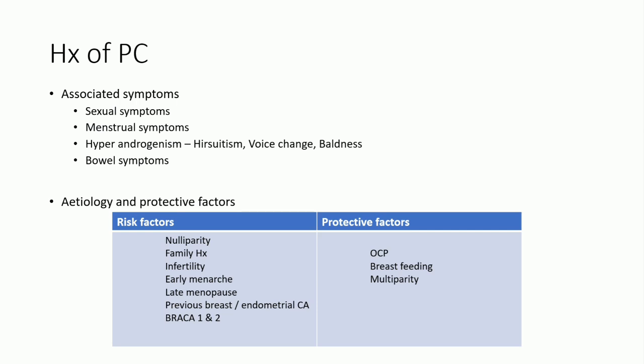For each baby 10 months, so 3 babies means 30 months she will be absent from menstruation. So all reduce the menstrual cycles, which leads to reduced risk of ovarian cancer. These are the risk factors and the protective factors.